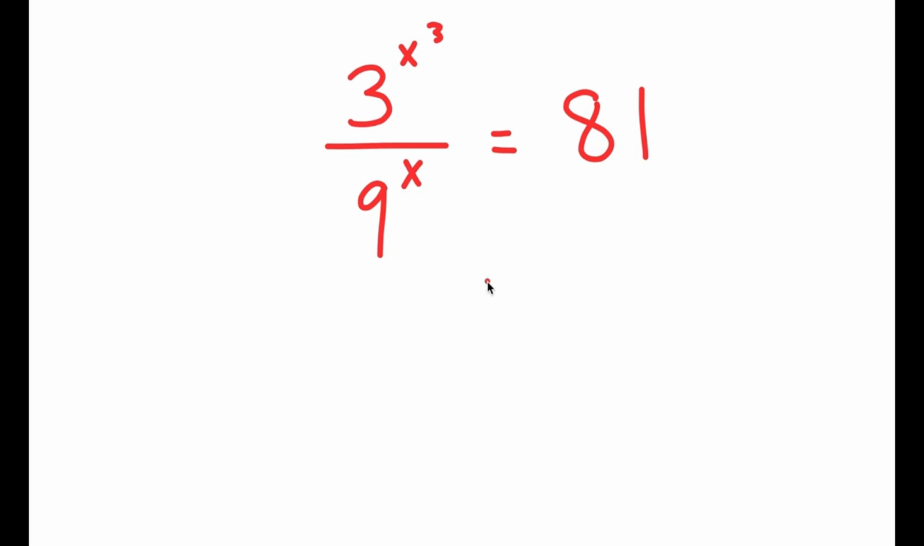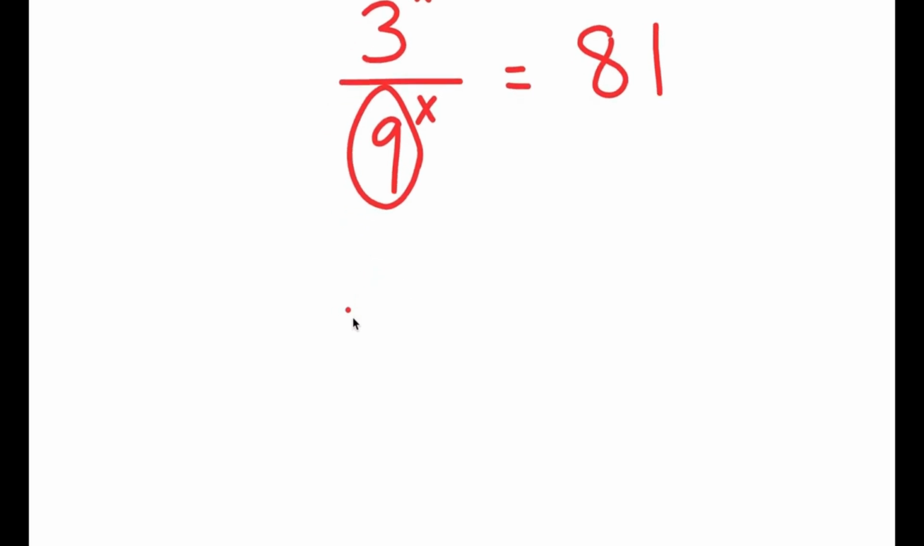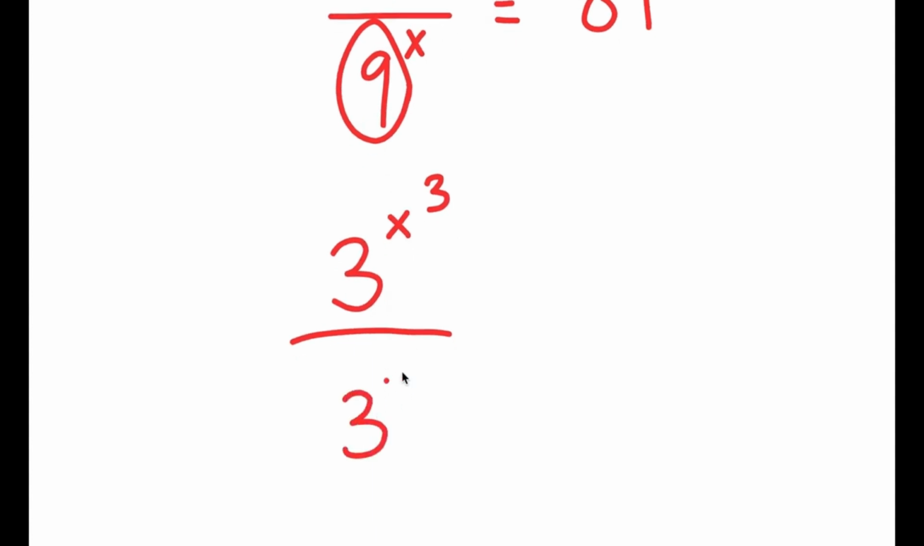Alright, so in this equation, I have 3 to the power of x to the power of 3 over 9 to the power of x is equal to 81. To solve this, I'm going to first write 9 as 3 squared. So I get 3 to the power of x to the power of 3 over 3 squared to the power of x is equal to 81.